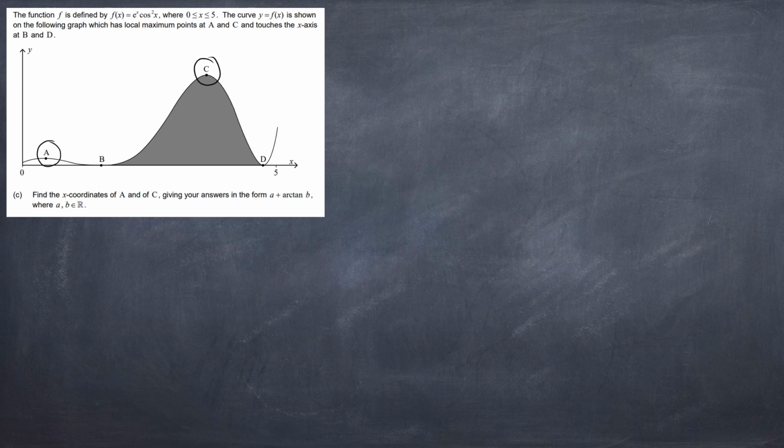The curve has local maximum points at A and C, and touches the x-axis at B and D. So at this particular point, at B and D, the value of the function becomes 0. We will do the parts in detail, but the first question is: find the x coordinates of A and C, giving your answer in the form A plus arctan B. So you need to find out this particular part, and it is a very easy part.